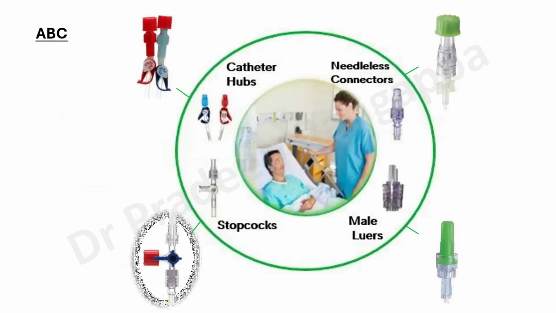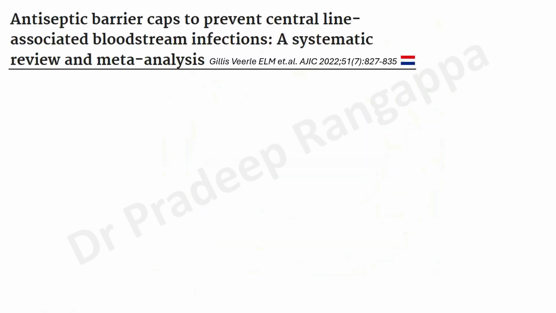And this ABC, antiseptic barrier cap, is suited for dialysis catheters, for all the needleless connectors like clave connectors, lever caps, and stopcock. So it is suited to fit into all these different caps that we use in the ICU. So is there evidence for that? There is this beautiful evidence that comes from a Dutch meta-analysis, a systematic review of the antiseptic barrier cap to prevent central line associated bloodstream infection. This is good evidence that we have, published as late as 2022.